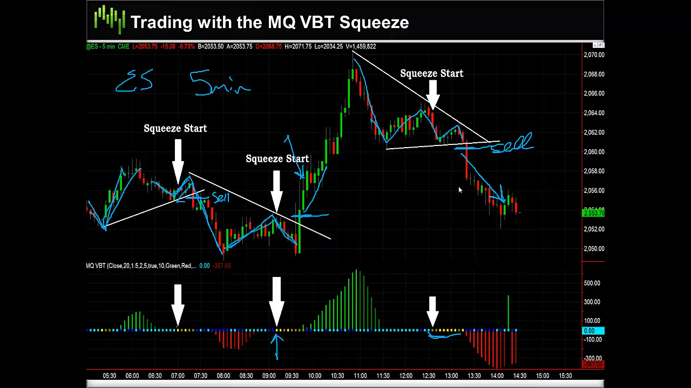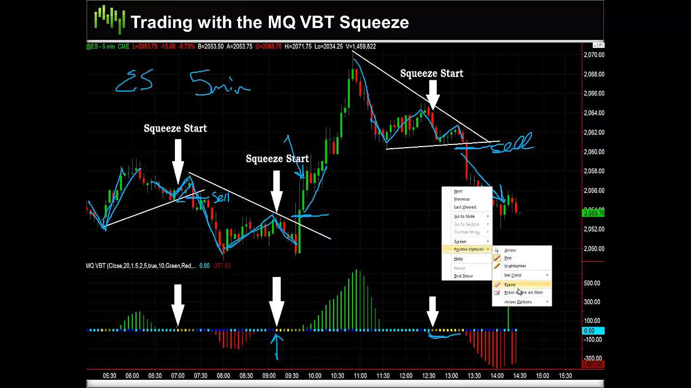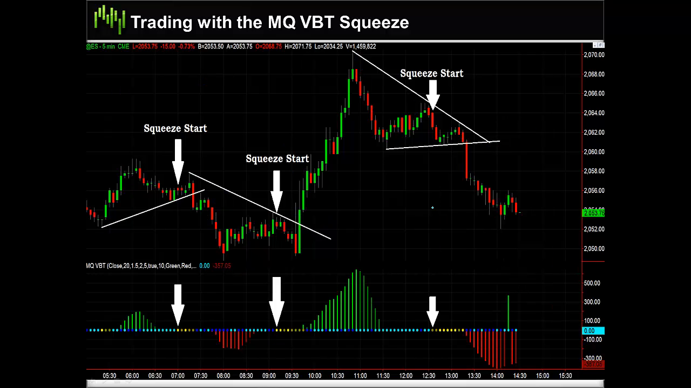Okay, again, when you are drawing trend lines, you're connecting pivot points. A pivot point is when the market has gone to a certain point and then turned back away from it. You see? So those are pivots.